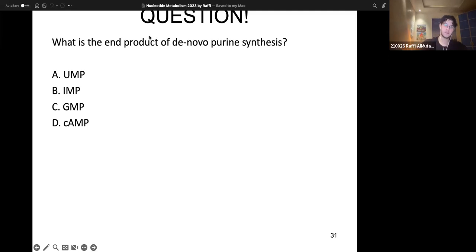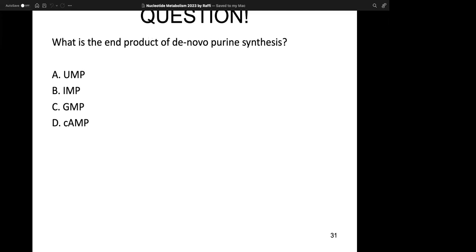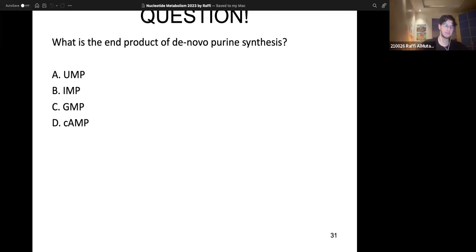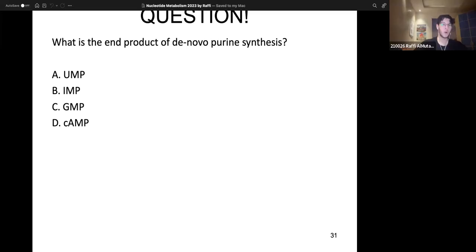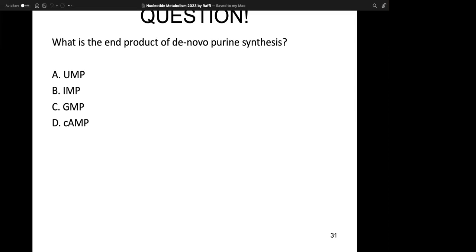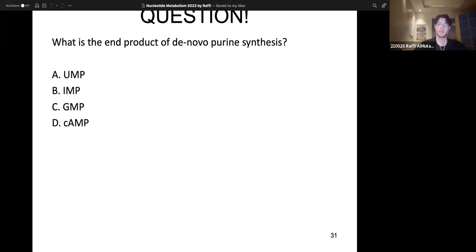Okay, so what is the end product of de novo purine synthesis? Like, what do you think is the answer? C, GMP. Very good. Why is it not B? Because IMP is eventually converted to GMP and AMP, I think. Very good. So IMP is just a step. It's not the end product. It's a parent, but it's not the thing that we're essentially trying to make at the end. The end product is GMP. Very good. Thank you so much.